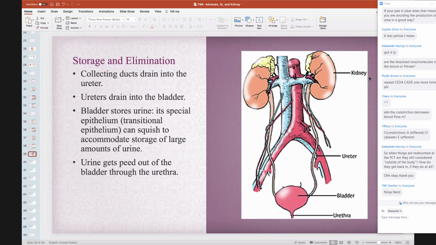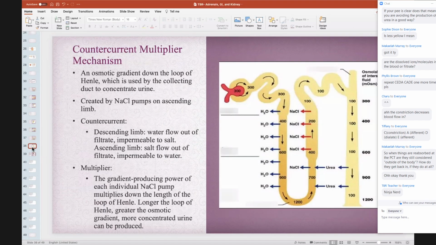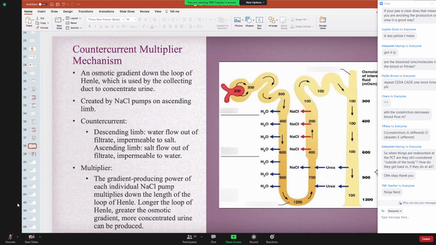I just typed the name in the chat. Check out their video if the countercurrent multiplier mechanism did not make sense. It can help with a lot of different biochemistry type things as well. In the countercurrent multiplier mechanism, the loop of Henle itself generates that osmotic gradient in the interstitial space so that we can concentrate the urine in the collecting duct.